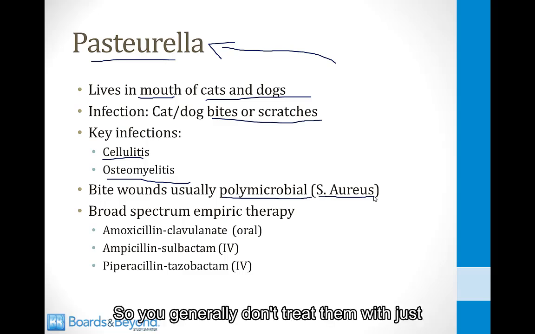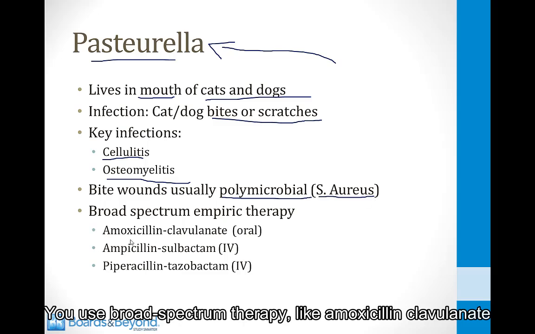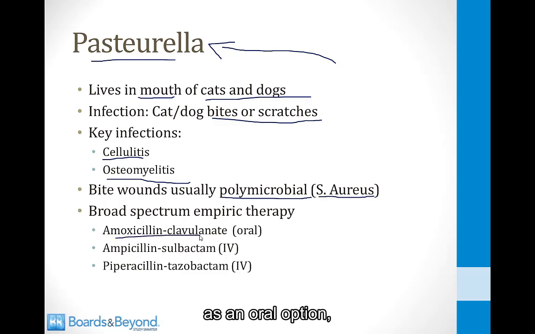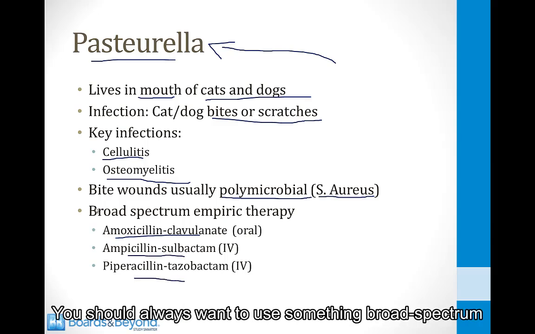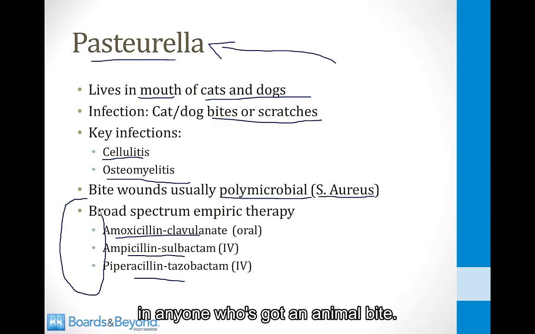So you generally don't treat them with just an antibiotic for the Pasteurella. You use broad-spectrum therapy like amoxicillin clavulanate as an oral option, or ampicillin-sulbactam or pip-tazo as IV options, but you always want to use something broad spectrum in anyone who's got an animal bite.